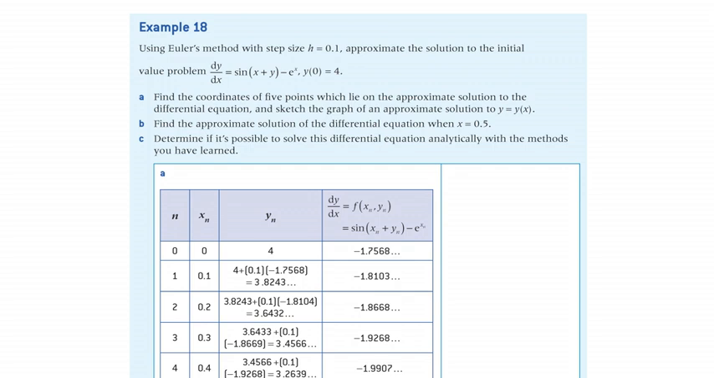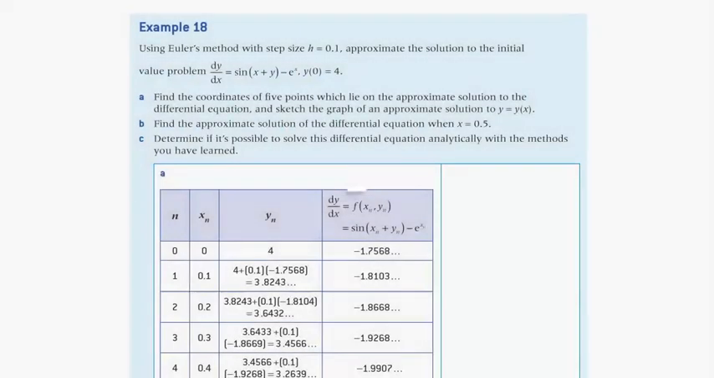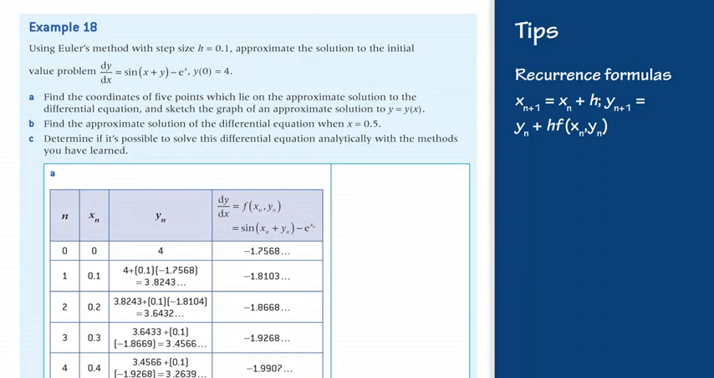Substituting the initial condition, (0, 4), into the differential equation, you obtain dy/dx equals sin(0 + 4) minus e^0 equals negative 1.7568... You see this result in the table, the first row and last column. You will use the recurrence formulas to find the coordinates of the other points.